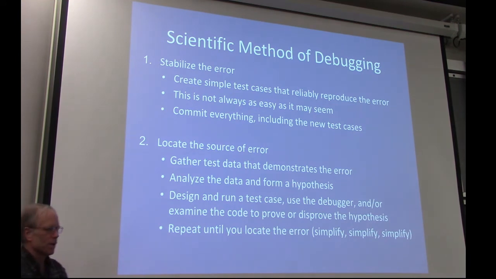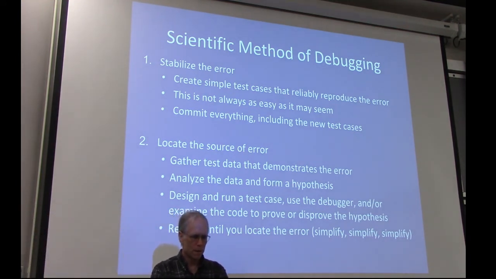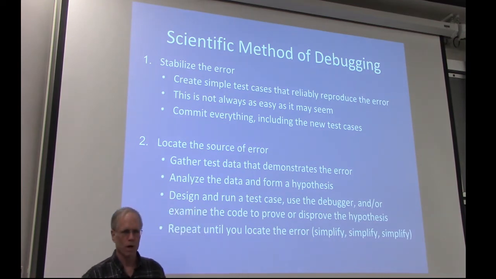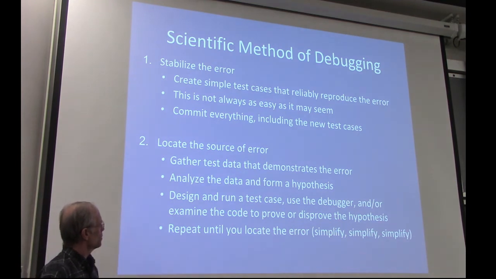So stabilize the error. You've got to be able to reproduce it. Ideally, first of all, make a commit of your program that has the bug. You want to simplify the program as much as you can and still have the bug. You want to create test cases that reliably show the bug. So you've got to get it where you can reproduce the bug, and you've got test cases that show the bug happening every time.